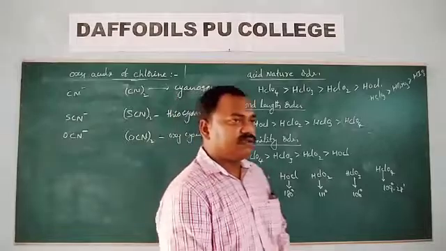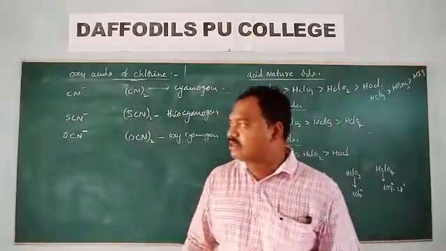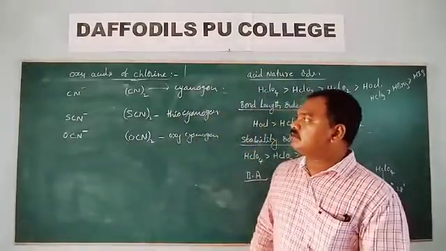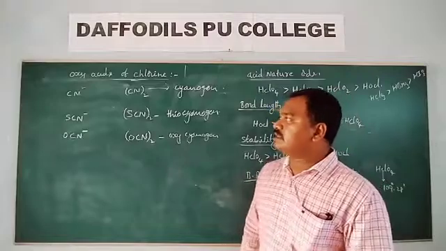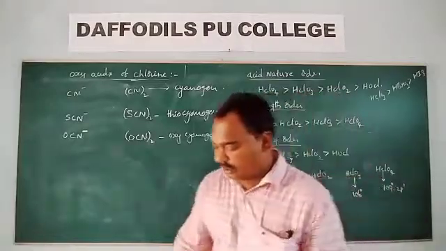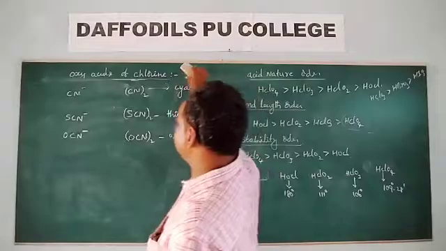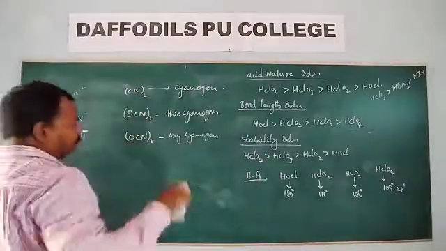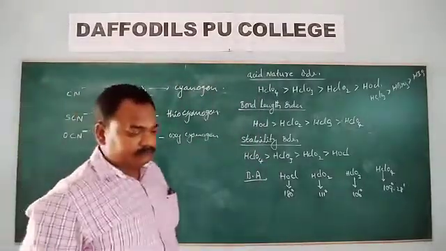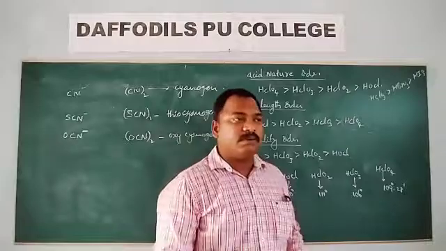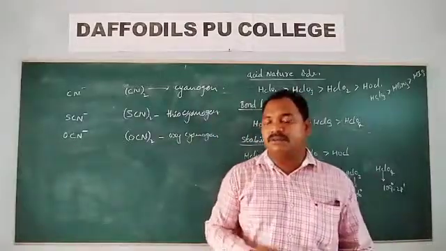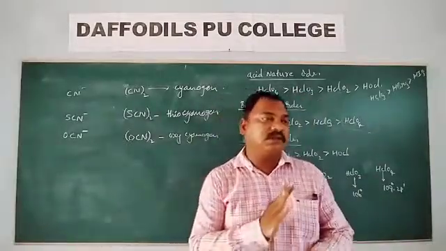So some ions behave like halogen ions. Those ions are known as pseudo-halogens. So this is about the seventh A group elements, the halogens.